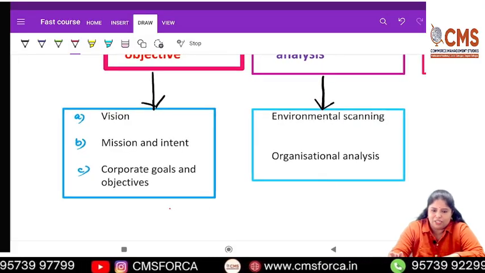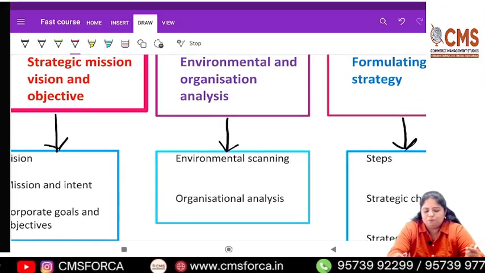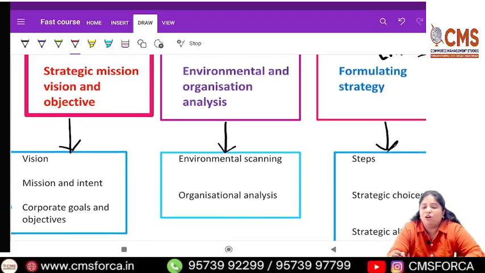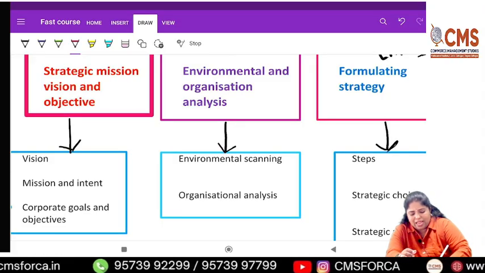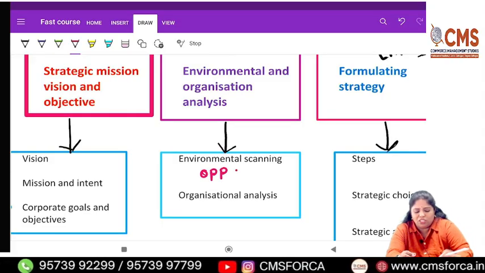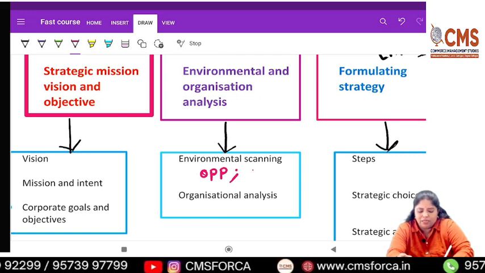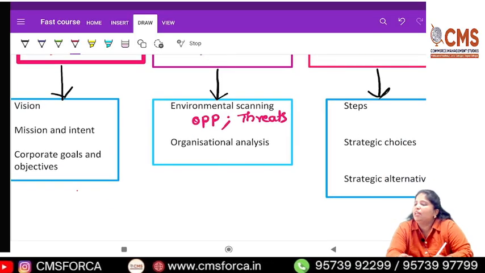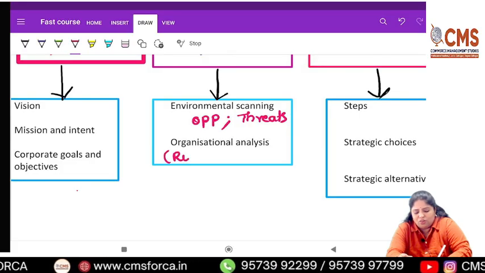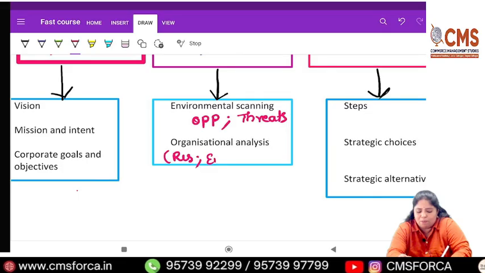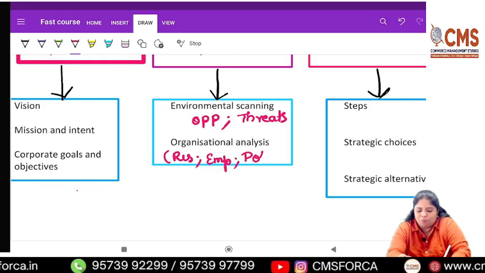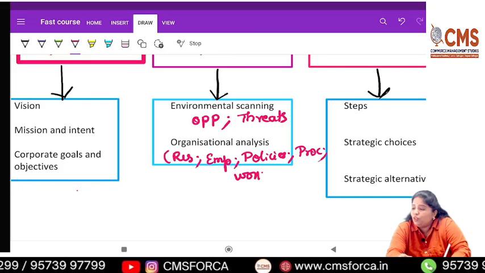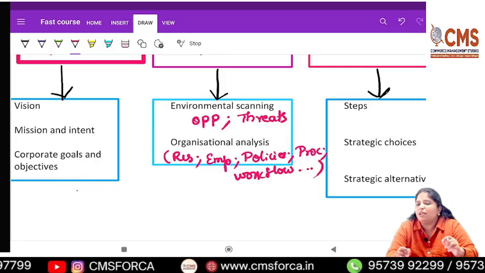stage 1 of strategic management. Under stage 2, we talk about analyzing environment and organization. On environment scanning, you will get to know about what are the opportunities in the environment and what are the threats. And on organizational analysis, you are going to analyze your resources, you are going to analyze your employees, you are going to analyze your policies, your procedures. You are going to analyze your workflow. So like this, internal analysis would be done.